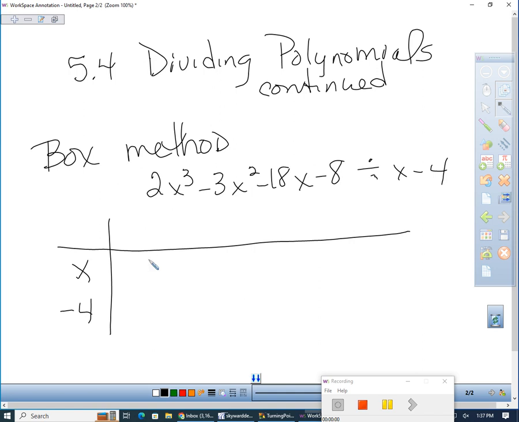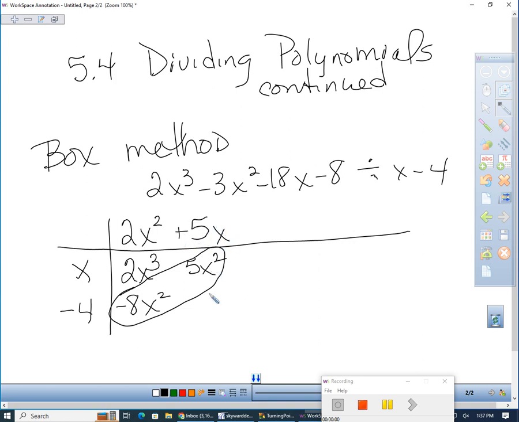Our first term is the first term in the box, which is 2x to the third. What times x would have given me 2x to the third? 2x squared. So I'm going to put that right above. Now I'm going to fill in my first column. Negative 8x squared. So then my second term would have been this diagonal added together. So what would I have to add to this to get negative 3x squared? Good. So this is 5x squared. So what times x gives me 5x squared? Yep, plus 5x. And then I fill in my column, which would be minus 20x.